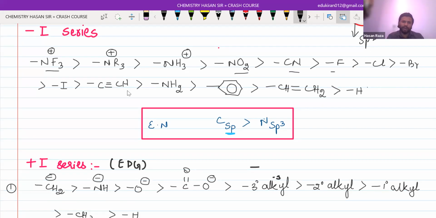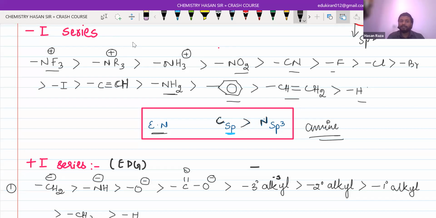Then fluorine, chlorine, bromine, iodine. Then this is your triple bond. Always remember that this is your triple bond alkyne and this is your NH2. You have to be careful. The electronegativity of carbon which is sp hybridized is greater than the electronegativity of nitrogen which is sp3 hybridized, as in amine. And then comes your phenyl, and then your alkene, and then hydrogen.